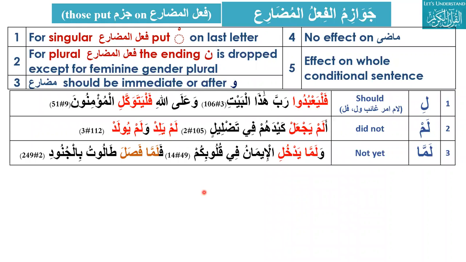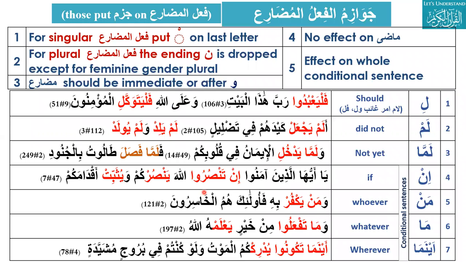So what are haruf jazm? They are li, lam, lamma, in, man, ma, aynama. These are also used in conditional sentences. So these are basically haruf jazima. What they do, they are called jawazimul fi'lul mudari. They make singular majzoom by just putting the sukoon on that, and for the plural if'al khamsa, they drop the noon, and they are li, lam, lamma, in, man, ma, aynama.